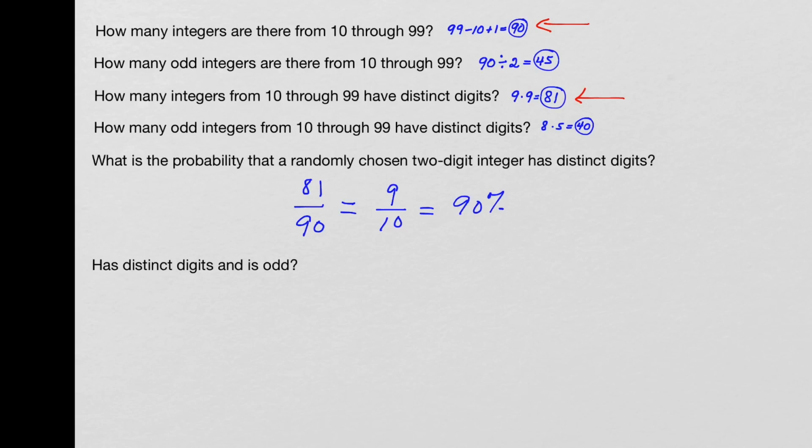And then we want to know what is the probability that a randomly chosen 2-digit integer has distinct digits and is odd. So now we're going to look at this instead. And so we have 40 out of 90, and that's 4/9 as a fraction, or about 44.4% as a decimal. And that's how you do those problems.